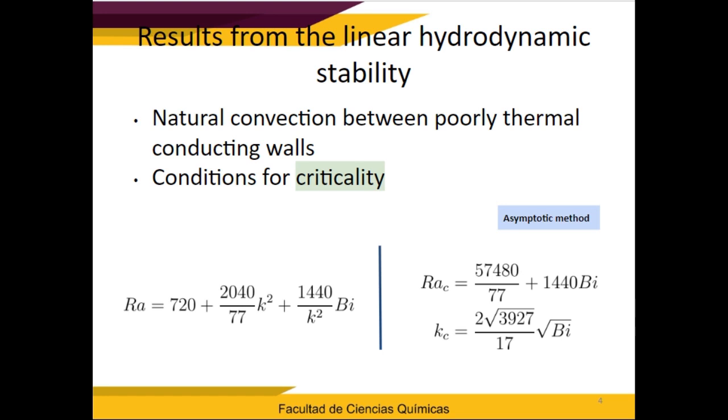Then, for natural convection, the Rayleigh number is found as indicated here. Here, Bi is the Biot number accounting for the thermal properties of the walls. Also, this Rayleigh number has a minimum value with respect to the wave number k, which are also known as the critical Rayleigh and wave numbers.